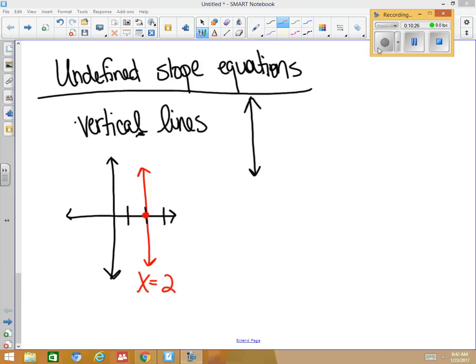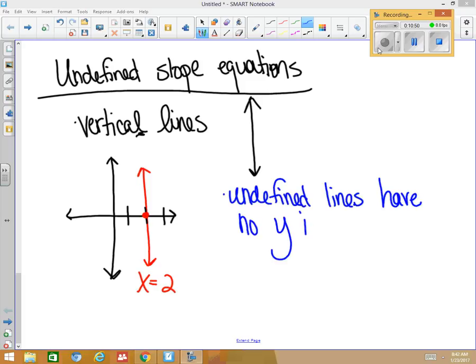So you should be able to recognize equations of a line that are undefined because they do not have a y in it. Undefined lines have no y in the equation.